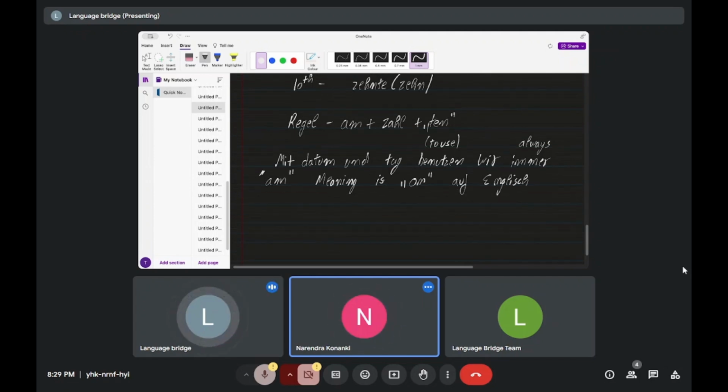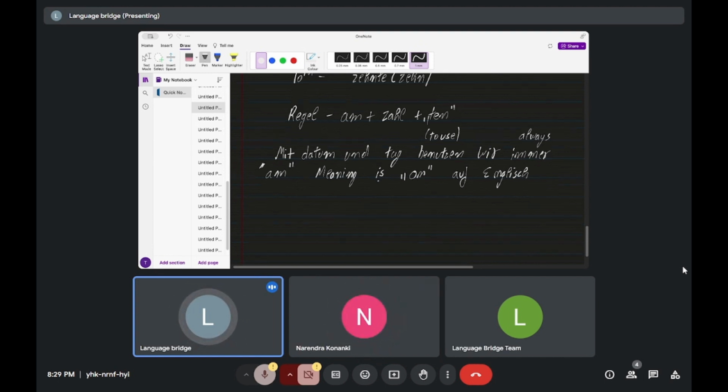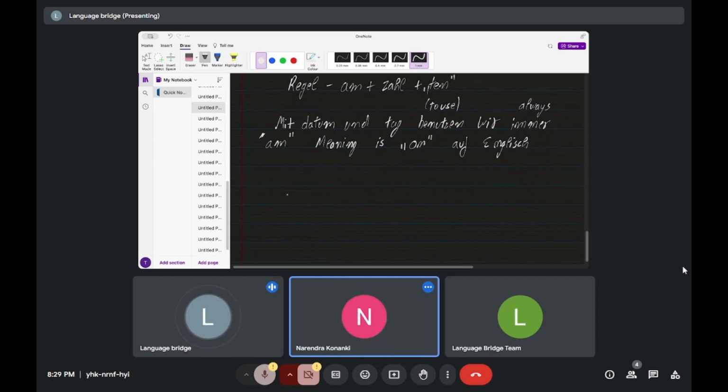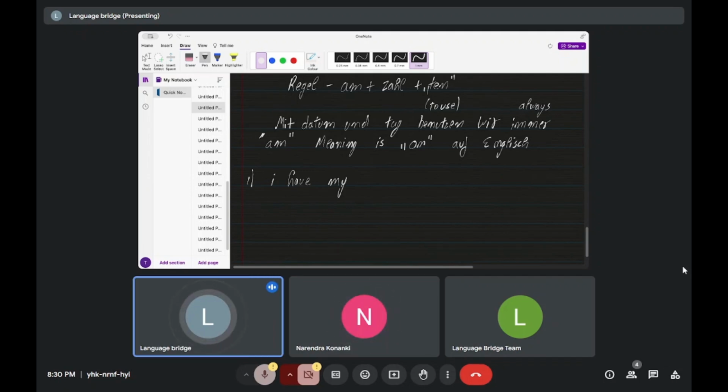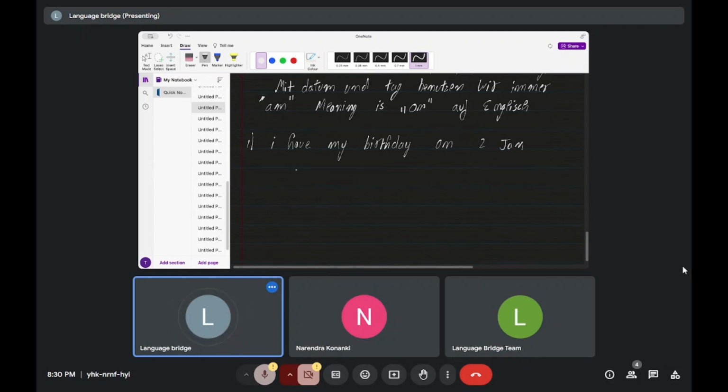So "am", which we use with a date or day, means "on" in English. If you want to say "I have my birthday on 2 January", then how will you say it?